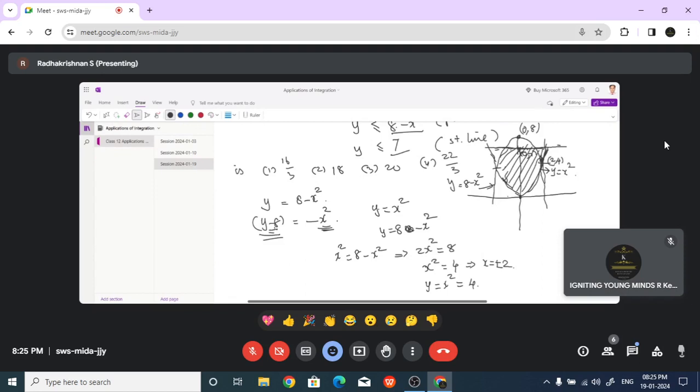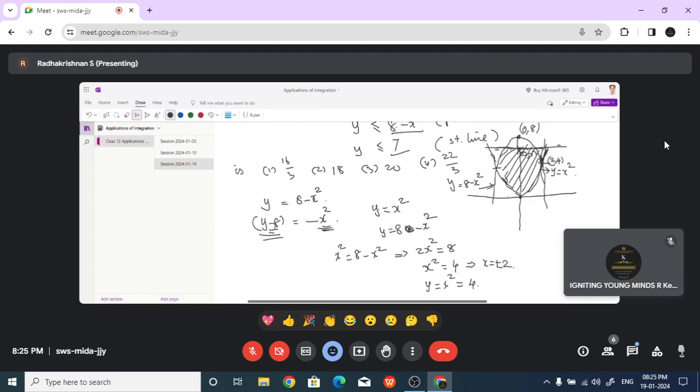So what is the principle? How can we find the area? Sir, integral x dy, from limit 0 to 4 and 4 to 7, sir. Correct. Very good. Very good, Sundaris.